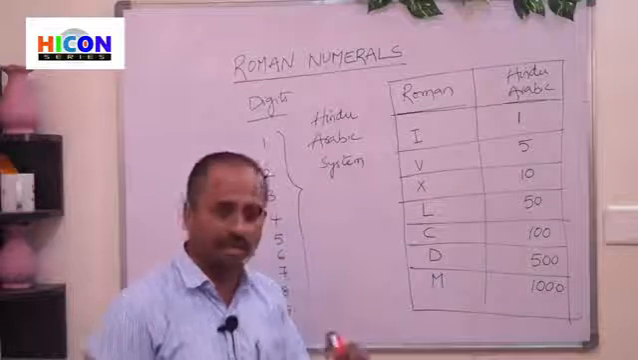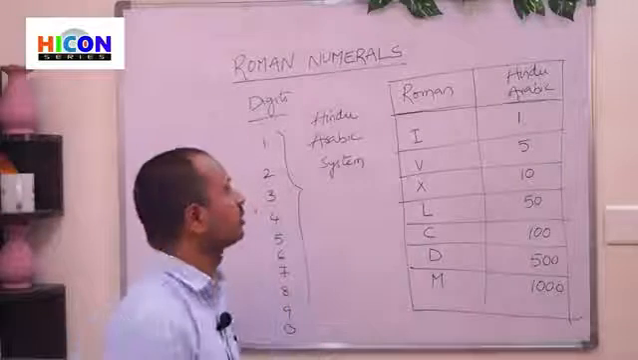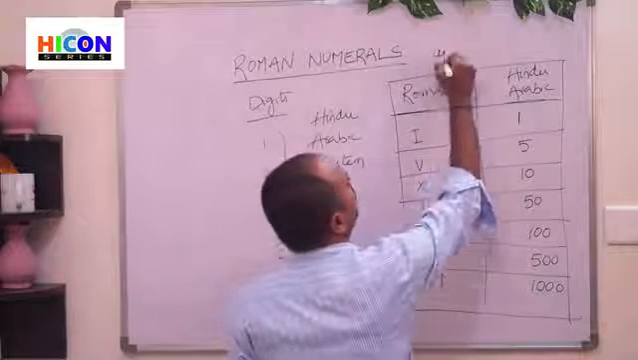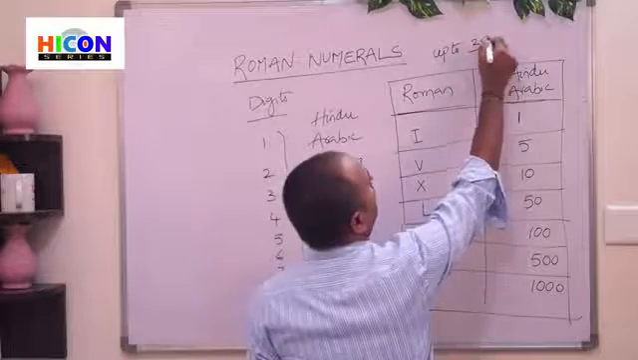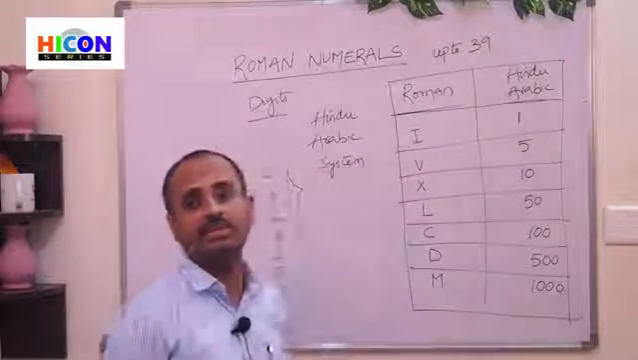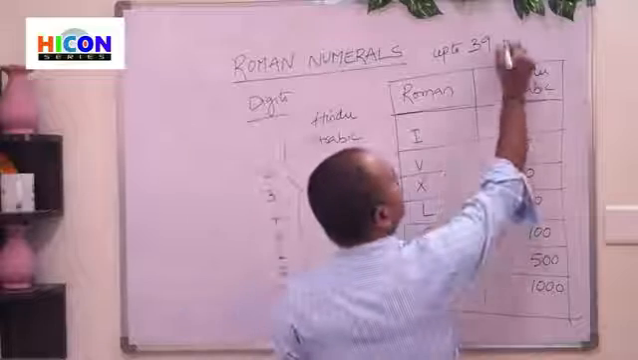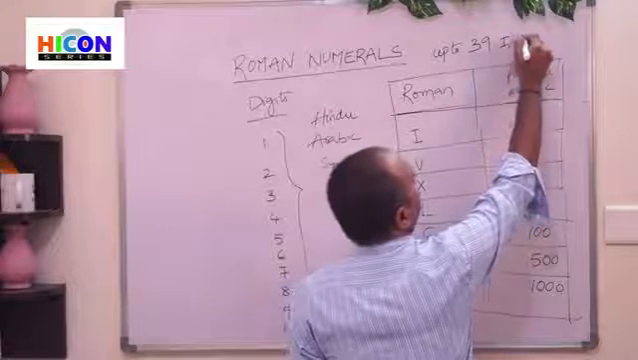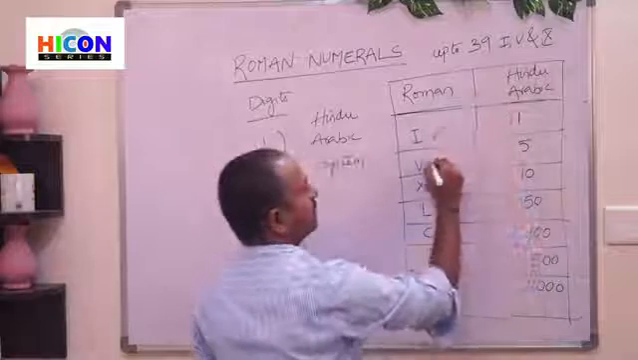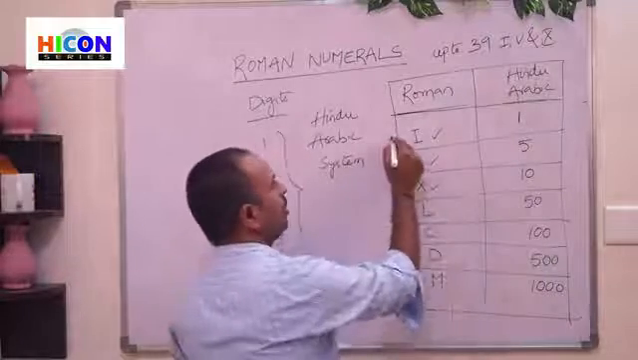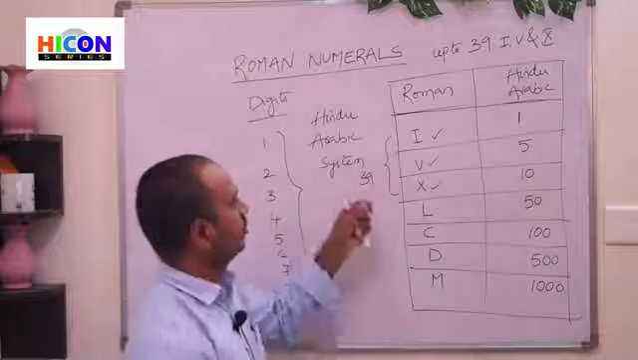So especially, very particularly, they have written the numbers up to 39 just by using the 3 symbols. So they have written up to 39 numbers just by using the first 3 symbols, that is I, V and X. So by using 3 symbols, they have written up to 39. So this is about Roman numerals.